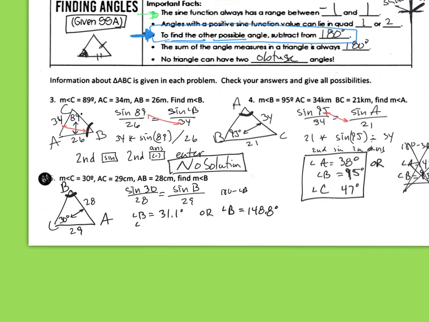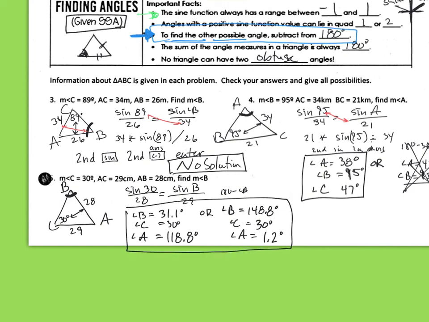Now we know that angle C is 30. And then you have to figure out, do you have enough to make angle A? Here we do. So here angle A would be 118.8. So there's one triangle. And here we actually do as well. So 180 minus all these numbers that we know, it's very small, but it is enough to make an angle. So this is what two triangles look like.